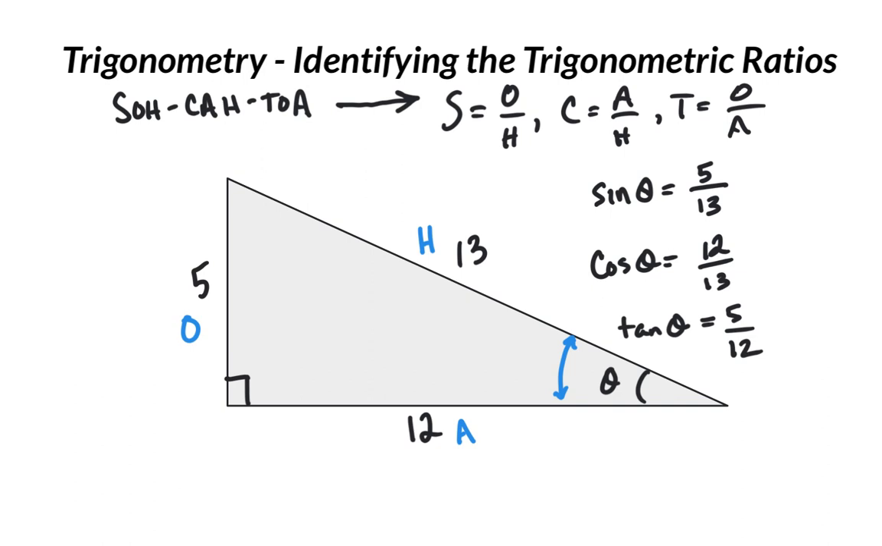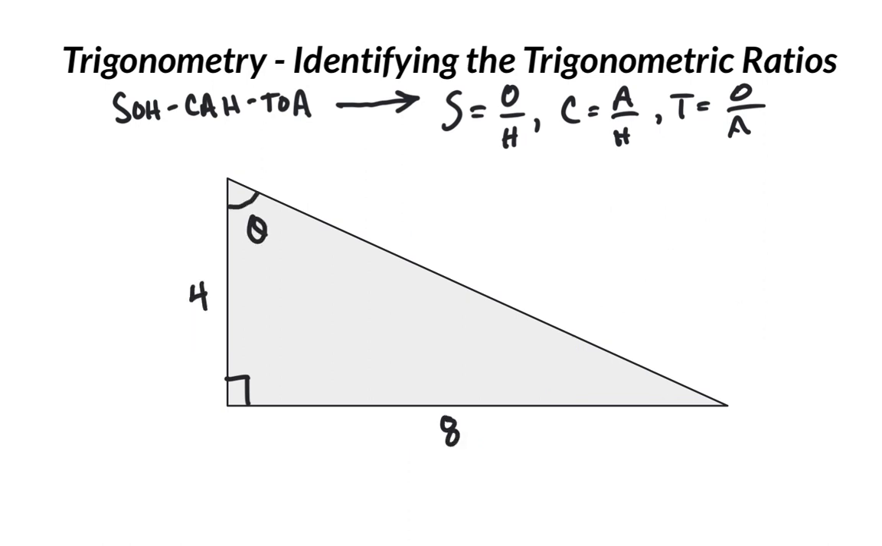Let's do one more. Let's say we had this, and we didn't have the hypotenuse. Well, of course, we can find the hypotenuse using the Pythagorean theorem. We can square the two legs and take the square root, so 16 and 64. So there's the square root of 80, which can be rewritten as 4 square roots of 5.